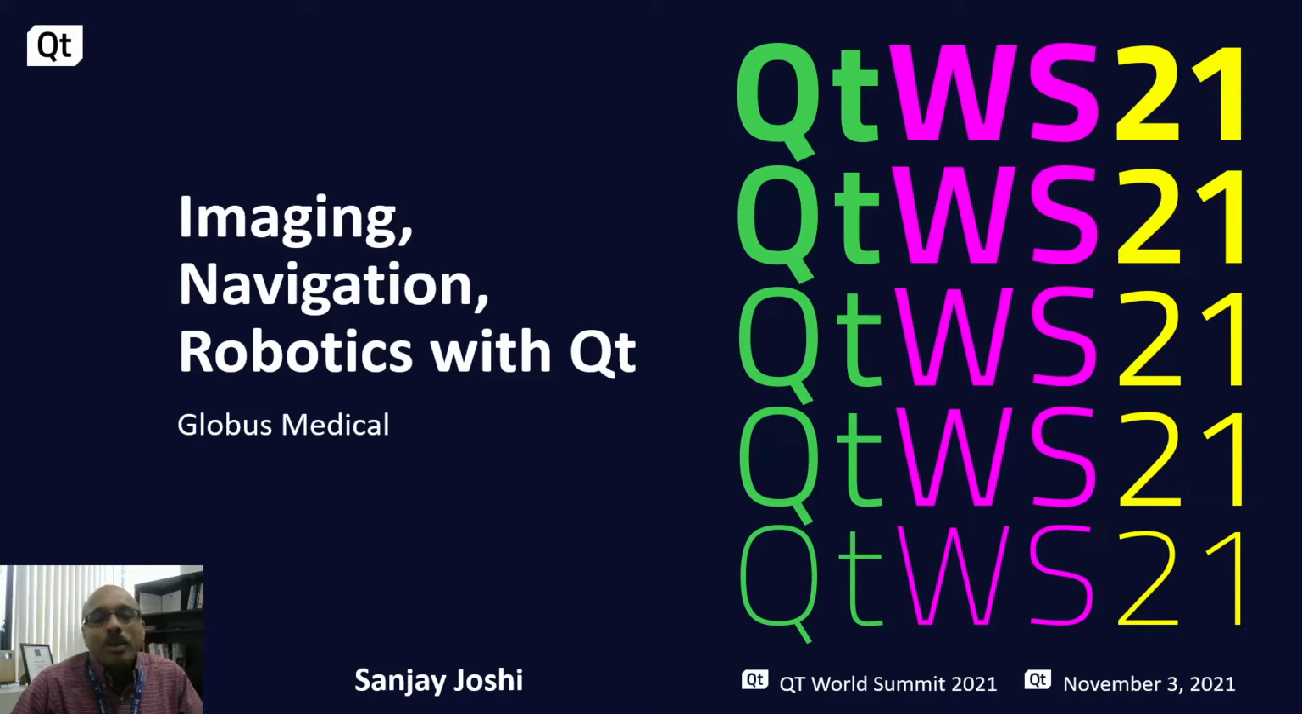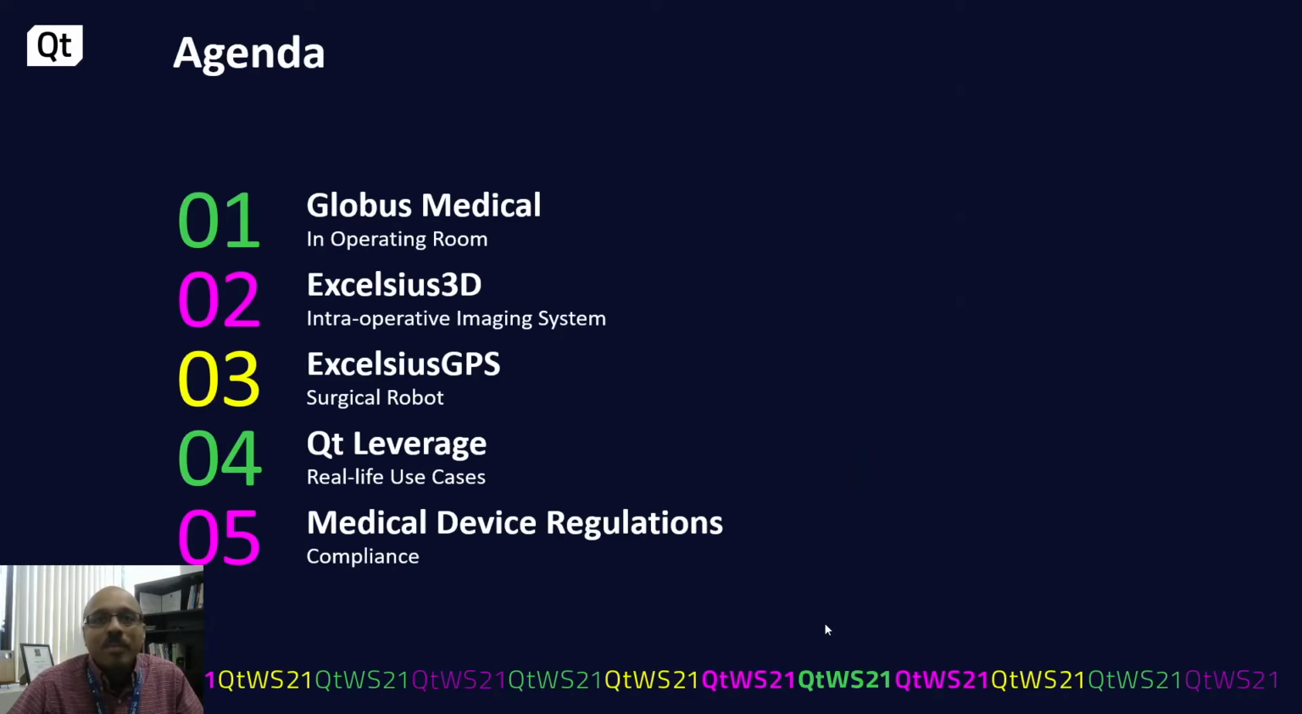And today I am going to talk about our imaging, navigation, and robotics product development with Qt. So, quick outline of the talk. We'll first take a look at a brief overview of different Globus Medical device products that are used in the operating room. We'll take a look at Excelsius 3D. That was our newest intraoperative imaging system. It was approved by FDA only a few weeks ago.